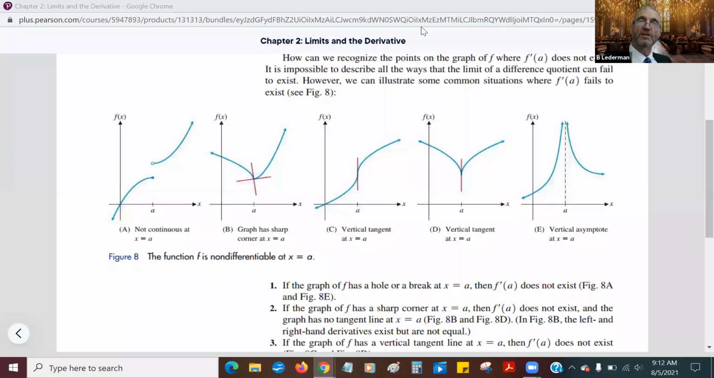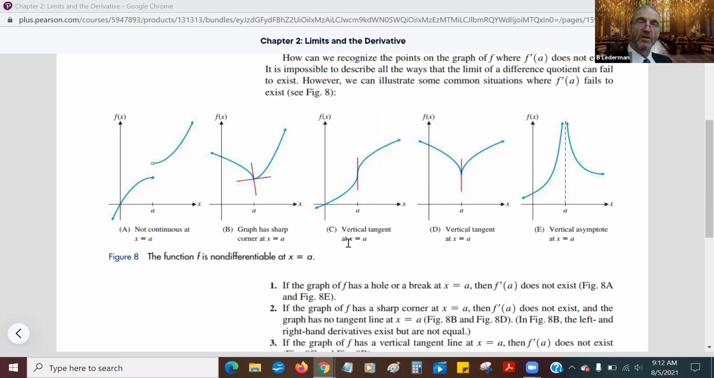The last thing for this section: how can we recognize from a graph whether there's a derivative or not? At a point x equals a where the function is not continuous, there will not be a derivative, because derivatives only work for continuous functions. This point has a sharp turn: coming from this side the slope goes that way, from the other side it goes that way. A sharp corner means no derivative.